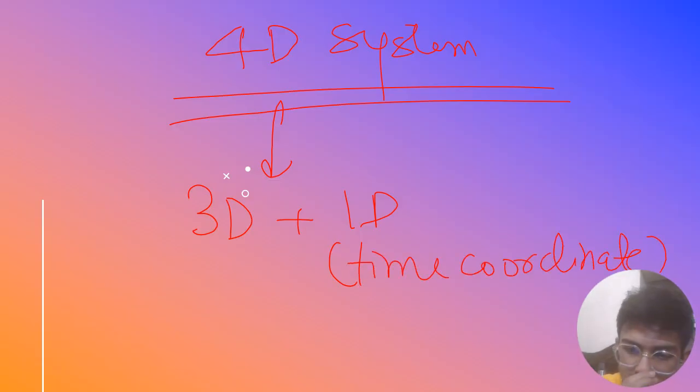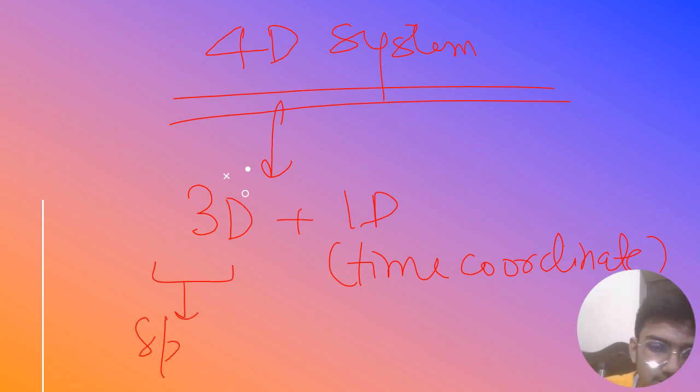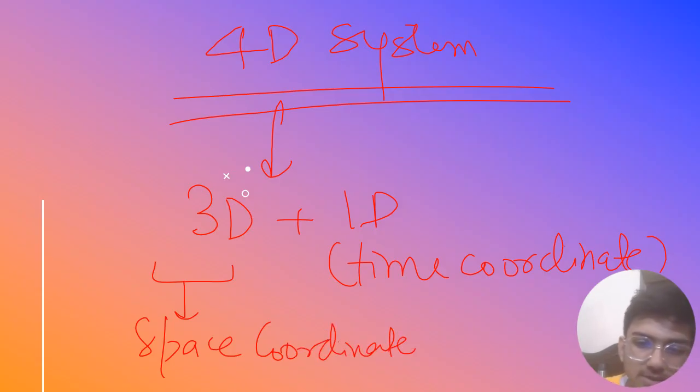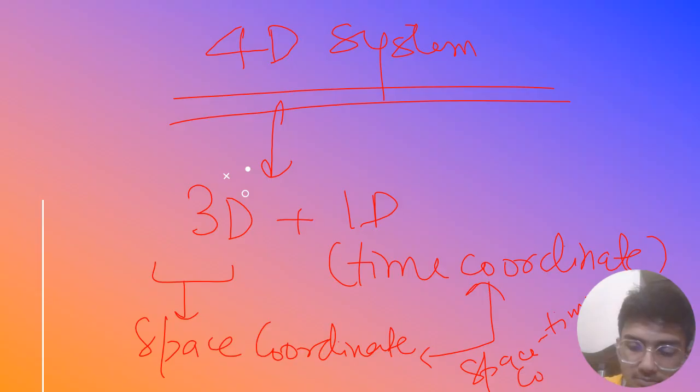So this 3D system is generally called space coordinate. And when this combines with the time coordinate, then these two form the space-time coordinate. So a new name for the 4D system is space-time coordinate.